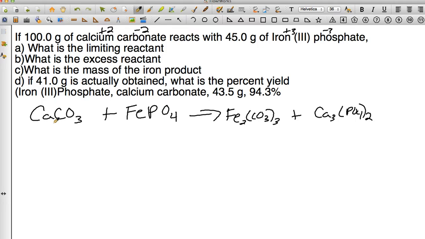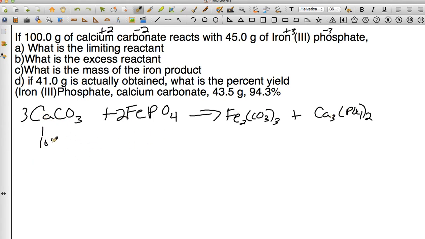So now we're going to go ahead and balance this. I have 3 Ca, put a 3 there, that gives me 3 Ca. That gives me 3 CO3s. 2 irons, put a 2, it gives me 2 iron, 2 PO4s. We now have a balanced chemical equation.